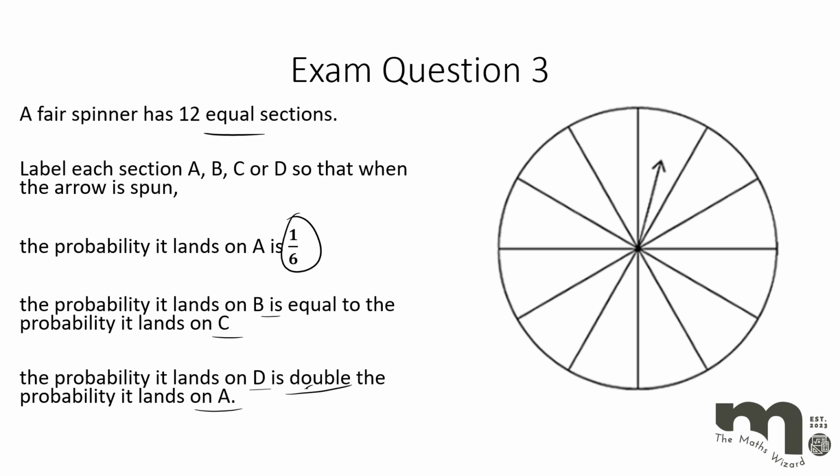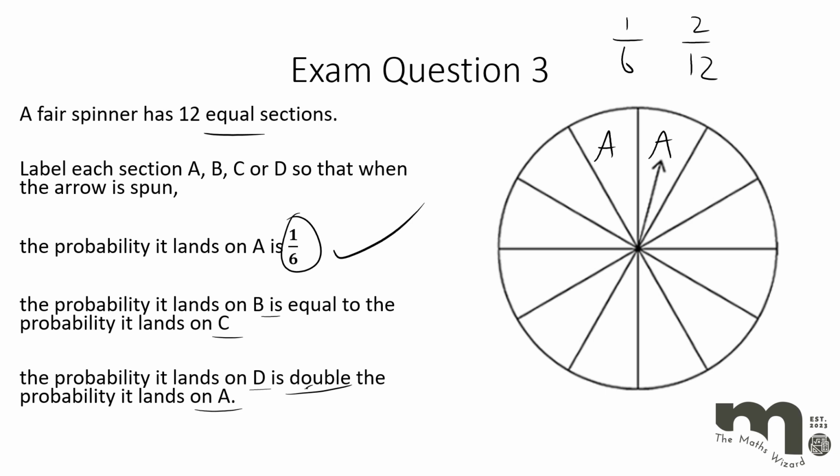Okay, so first of all, I'm going to deal with that A. So we're going to have 2 of them. Now the reason we've got 2 is because we know it's 1/6, a 1/6 chance of landing on A, but we've got 12 sections here. So if we double both of those, so 6 times 2 is 12, 1 times 2 is 2. So we've done that one.